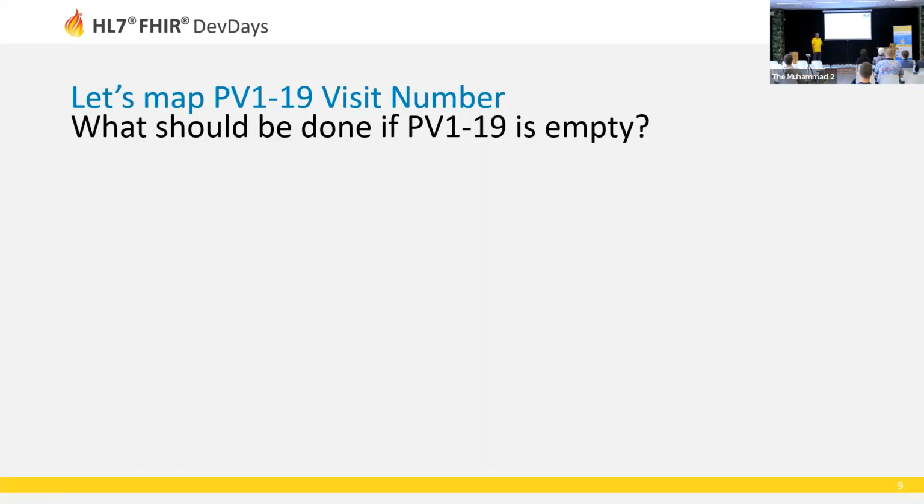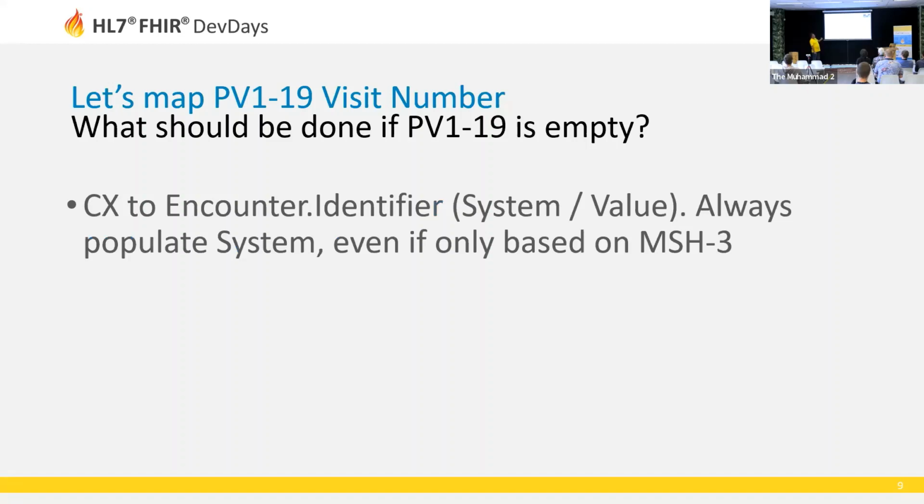Because that's going to wreak havoc down the road, because we may at a prospective date need to update the encounter, and the encounter doesn't have a unique identifier in version 2. How are we going to do that, right? So yes, it's again the CX data type. We map it to encounter.identifier.